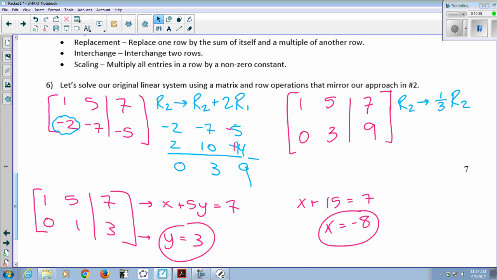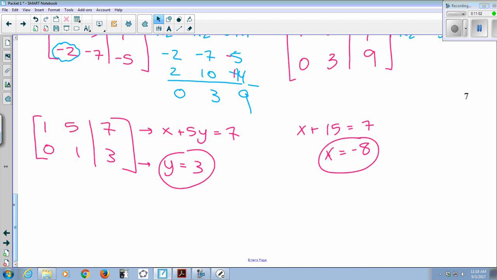You can replace one row by the sum of itself and a multiple of another. So I replaced row 2 with the sum of itself and the multiple of row 1. And you can scale all entries in a row. The goal being, right, to get your bottom equation so that it's solved. So that you have 1 something, like 1 on the last entry in the bottom, and then a constant.